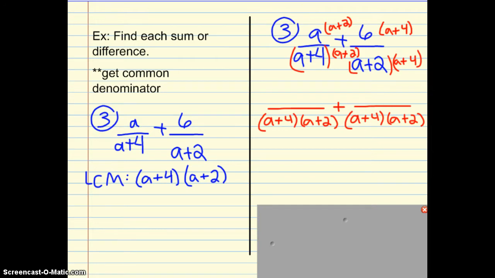And one important thing to notice about this is when we do this multiplication on the top, you want to make sure that you distribute this out. So we'll have a squared plus 2a. And over here we will have 6a plus 4. And the reason why we do that is so that we can combine these like terms here and here for our final answer.